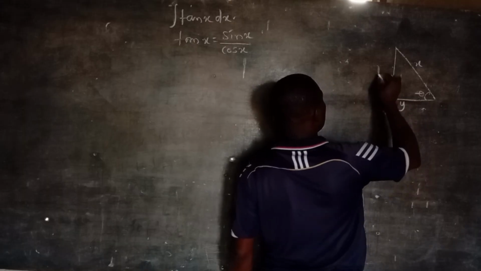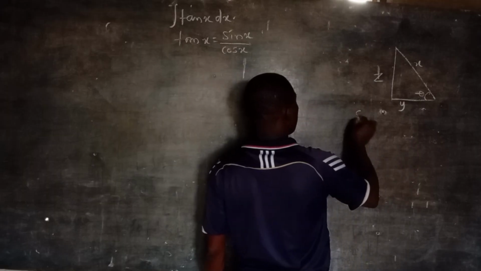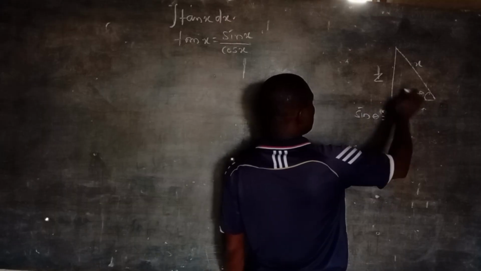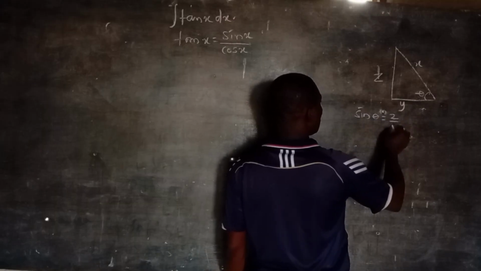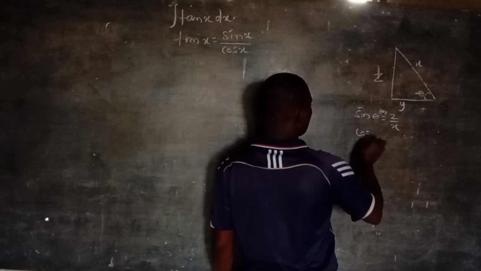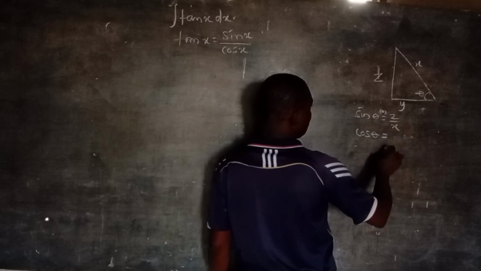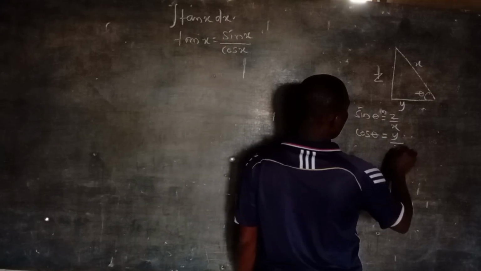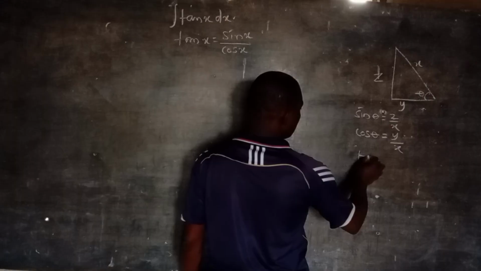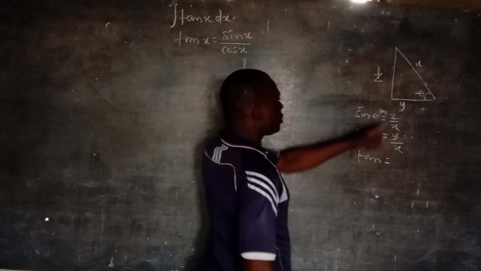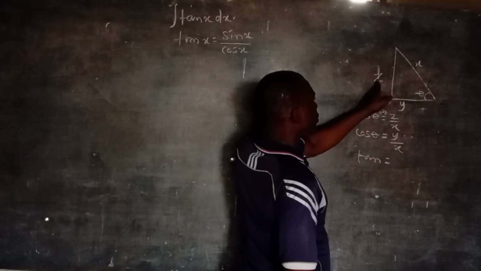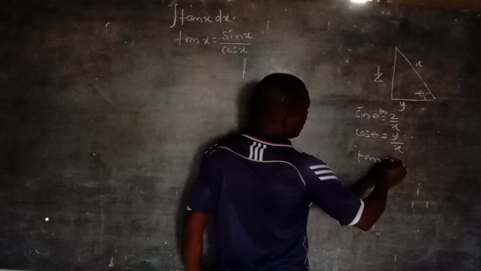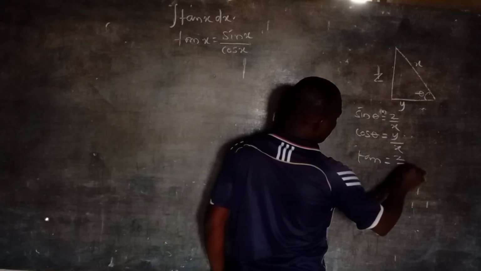Imagine we are looking for sine of the angle theta. Sine of this one is opposite z over x. Cos of theta is adjacent y over x. Now we say that tan theta is opposite over adjacent, which is z over y.